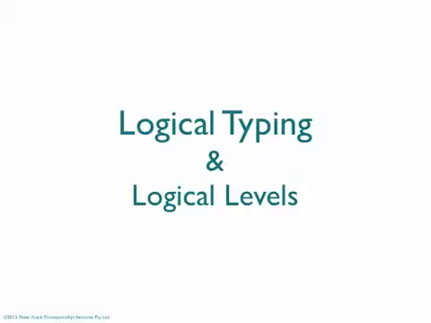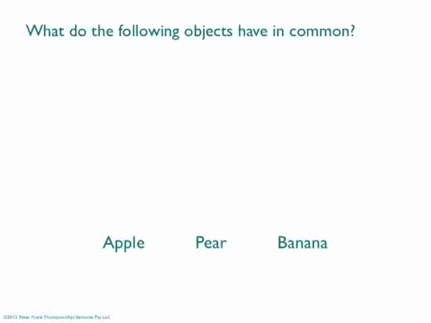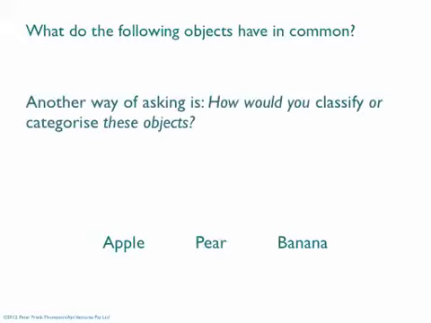However, if our categorization processes, if our logical typing becomes logically inconsistent, or illogical if you like, then it can cause us problems. Let's have a look at the next few slides to see what we mean by logical typing. This slide asks what the objects at the bottom of the screen, apple, pear and banana, have in common. You've probably already got an idea. Another way of asking this question is, how would you classify or categorize these objects?